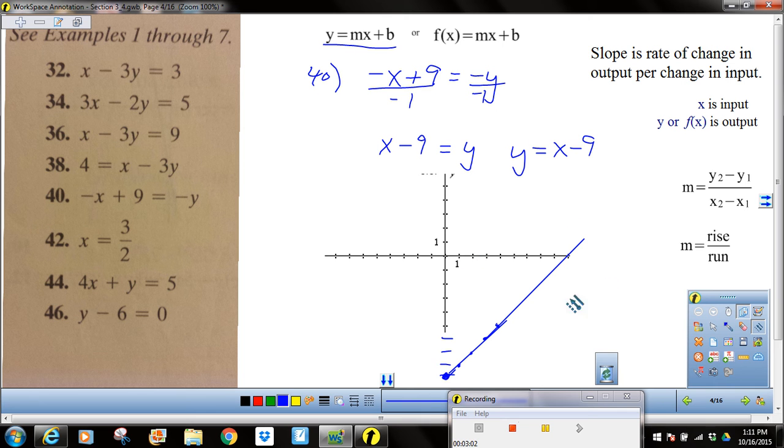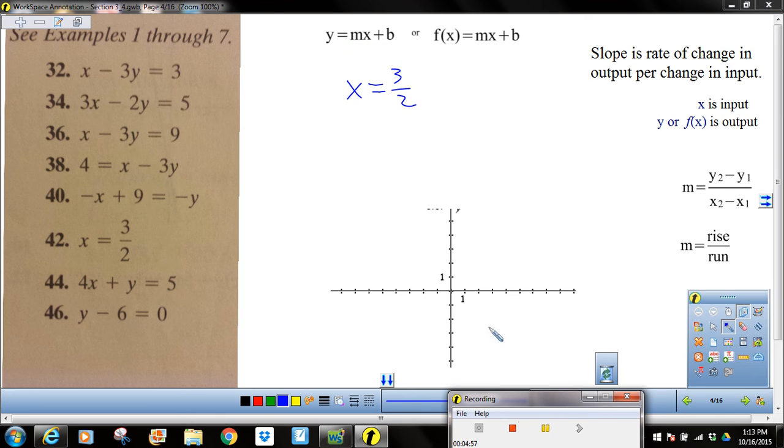On number 42, I can't solve it for y and get it in slope-intercept form. So because I can't do that, I don't have a slope, and the slope is undefined. This is a vertical line. The vertical line is at x equals 3 over 2, which is the same as 1.5. So I'm going to put a dot at 1.5 on the x-axis, and then I'll draw a vertical line through it. We'll see how good I do here. Well, that's pretty close.